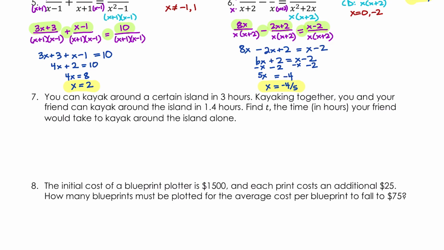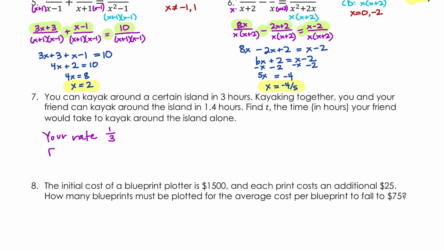Find T, the time in hours your friend would take to kayak around the island alone. Okay, so for this one, the one we saw previously, Joe and Sam were painting a house. We had Joe's rate and we had Sam's rate. Well, here we have your rate, which is 1/3 of the island per hour.